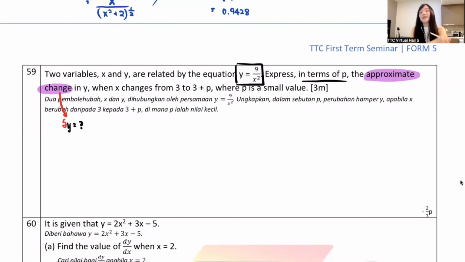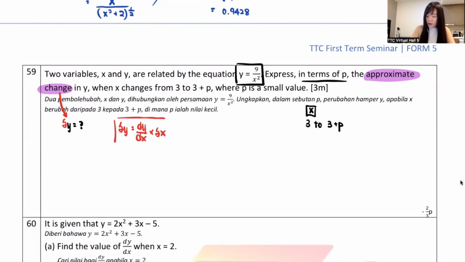They will find delta y. Okay? Whenever they find a small change, they will give you another small change. It's like whenever you want to find a rate, they will give you another rate. It's the same meaning. So now they want to find the small change in y. They tell me the x changing from 3 become 3 plus p. And again, okay, let's do it again. Small change is always using this particular formula.